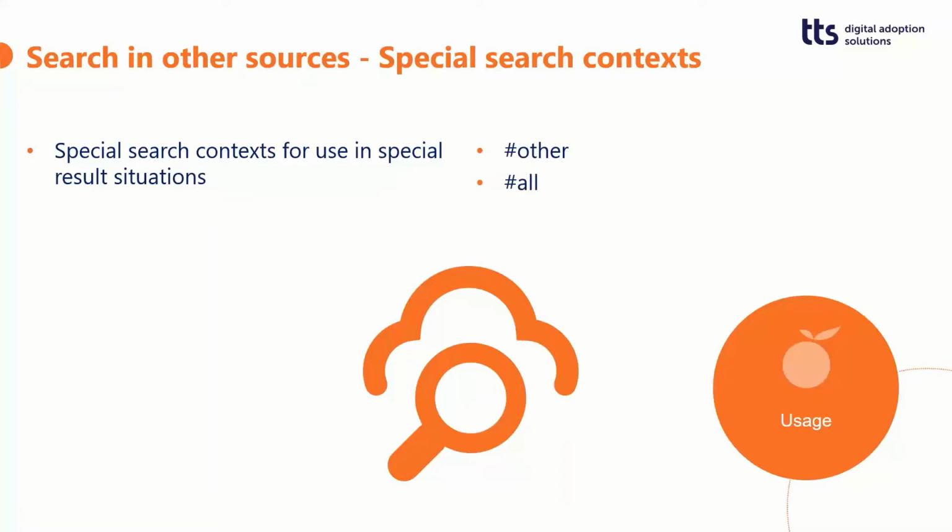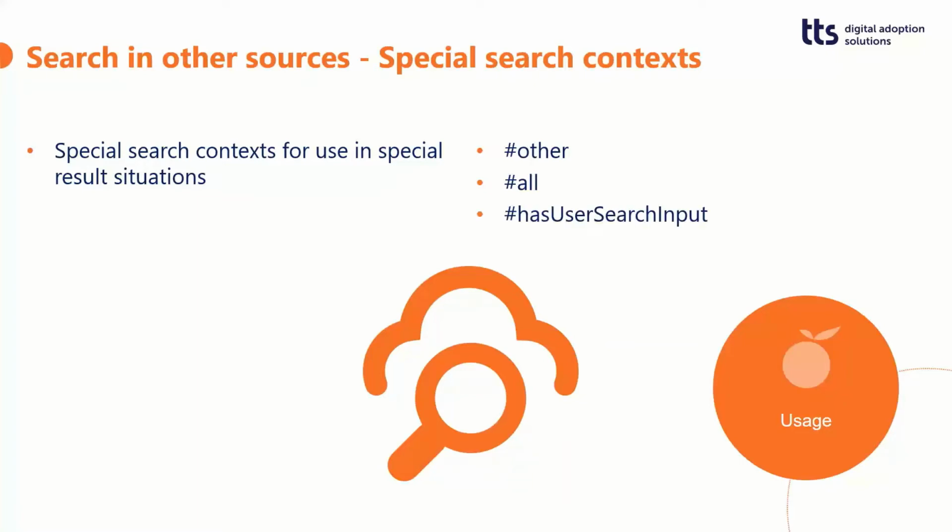The next one is hashtag all. Hashtag all, like the word already says, is built to be displayed in all search situations. So really in any given search result, no matter which search term you search for, hashtag all will show you this document, this link, in really each and every result that is displayed within the QuickAccess.